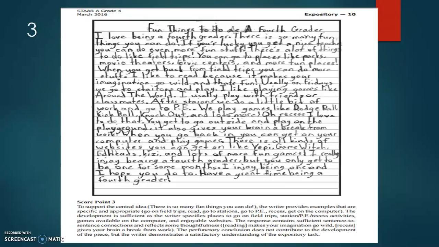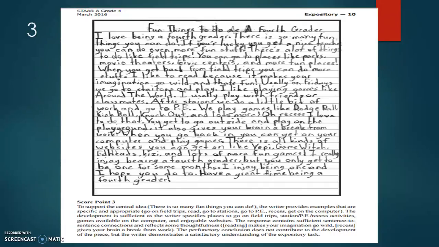So because he said many fun things to do, then he had to tell about the many fun things to do. Okay, so that's just another way to look at it. The development of ideas is sufficient because the writer specifies places of the field trips, stations, PE, recess activities, games available on the computer, as well as enjoyable websites.